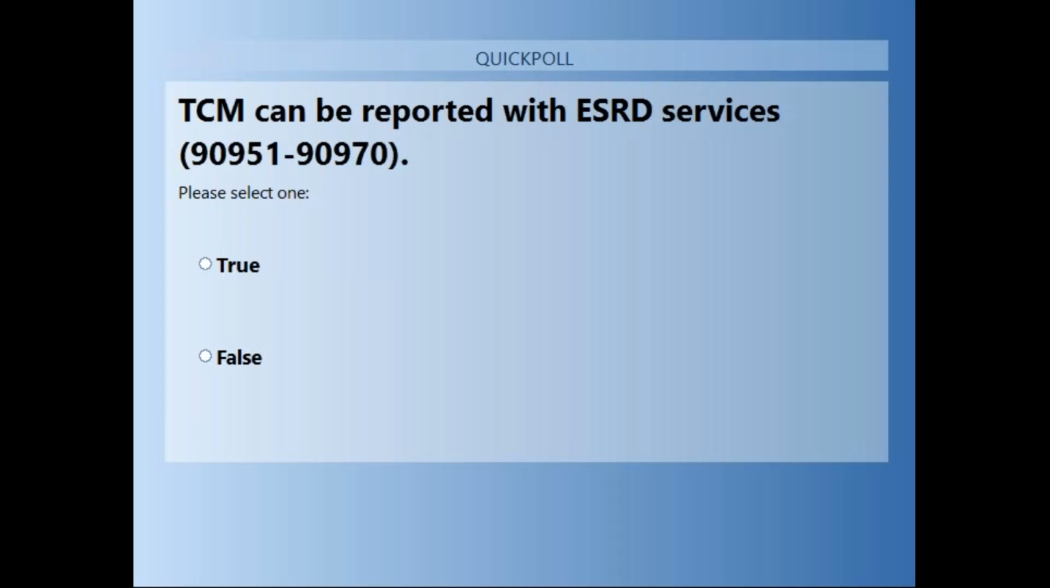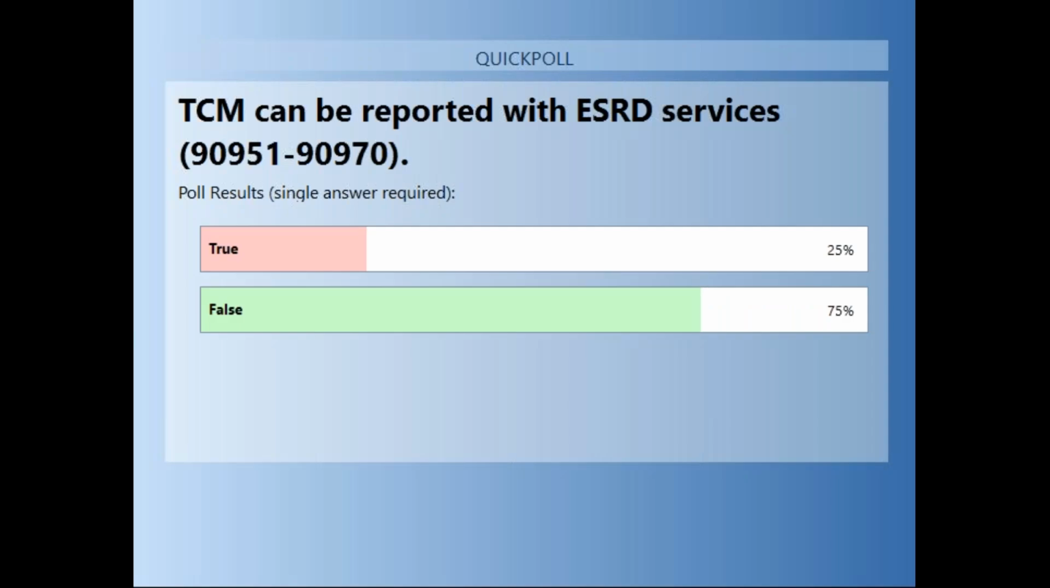Okay, here's the question. TCM can be reported with ESRD services, so codes 90951 to 90970. What do you think? Do you think it's true or do you think it's false? Okay, we're going to have some good discussion on this one, Shay. Looks like most people have voted. I'm going to get ready and close the poll. Okay, closing the poll, sharing the responses.